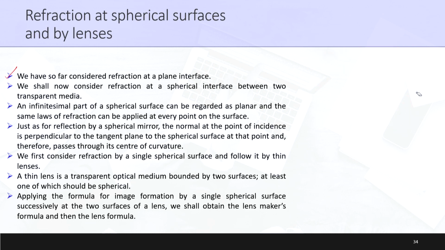Now, we are going to a convex, that means a curved interface. So, let us see what will happen in a curved interface. We shall now consider refraction at a spherical interface between two transparent media. An infinitesimal part of a spherical surface can be regarded as planar, and the same laws of refraction can be applied at every point on the surface. Quite evident.